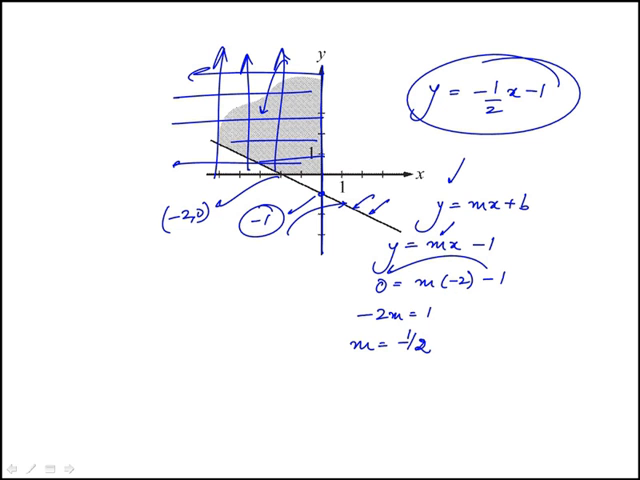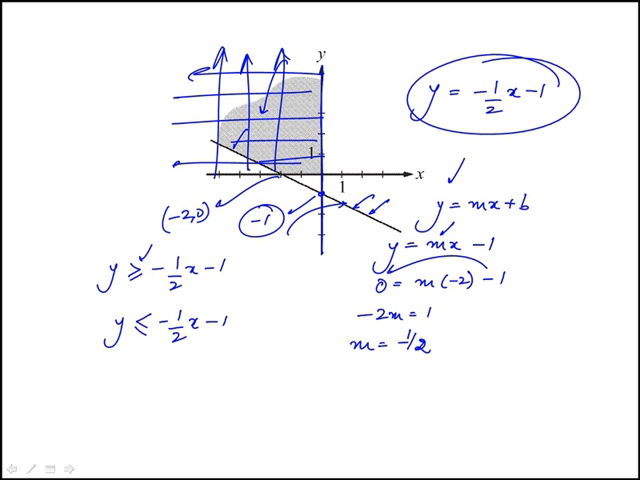Now the line divides the plane into two halves. One where it's going to be greater than or equal to, and the other one would be less than, depending on whether the line is included or not. And in this case, if you look at the answer choices, they have all equal, which means the line is included.